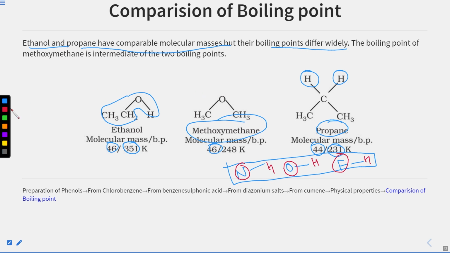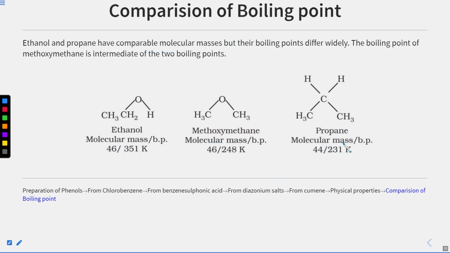But here you can see that this hydrogen is attached to carbon. This whole hydrogen bonding concept is critically based on electronegativity, and carbon is not electronegative enough to support hydrogen bonding. Due to this reason, propane's hydrogen cannot do hydrogen bonding and its boiling point is low. So this is the reason.